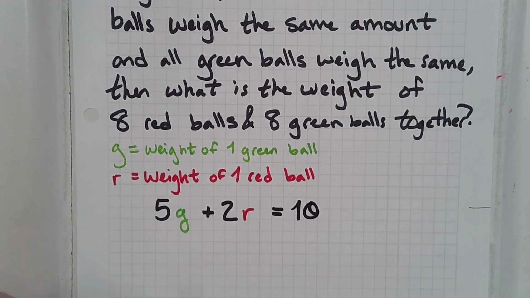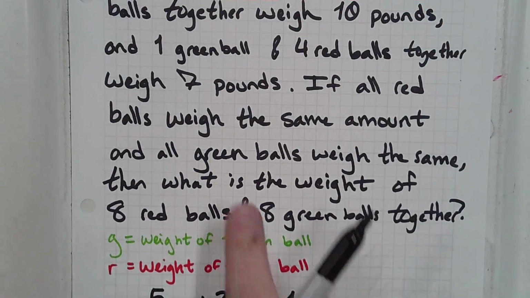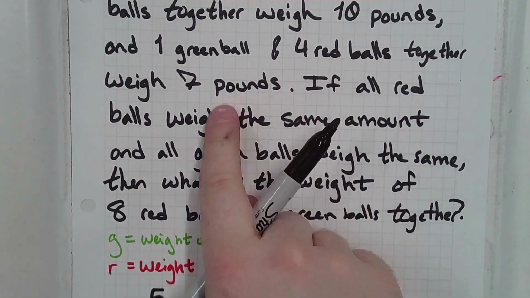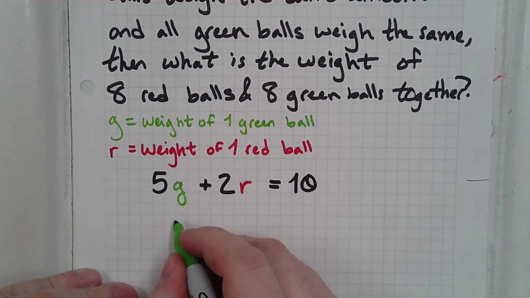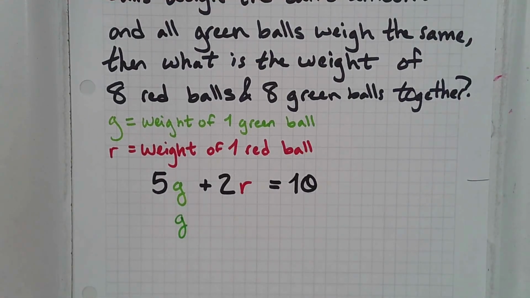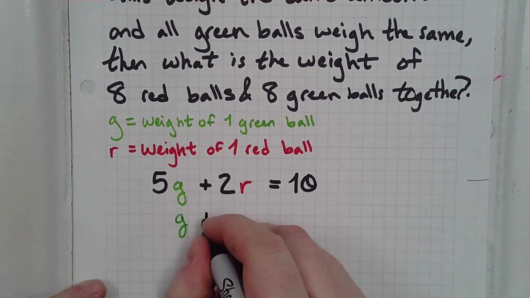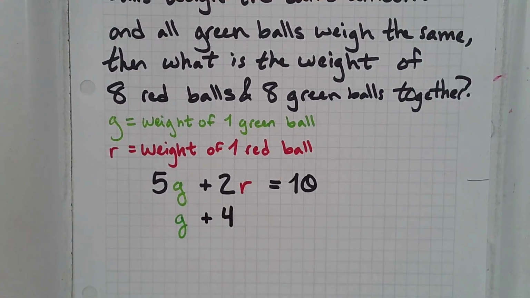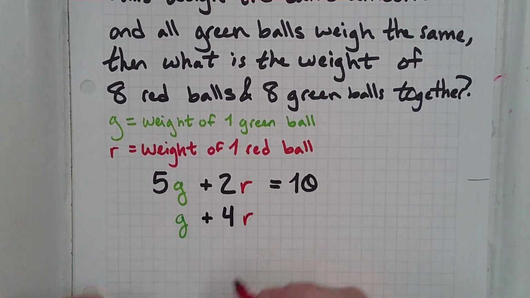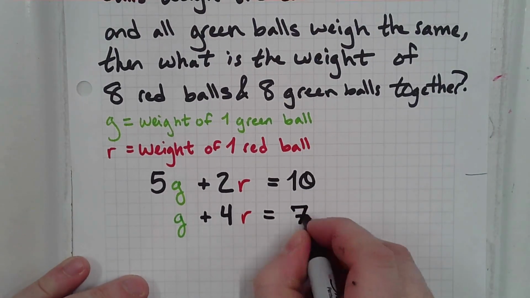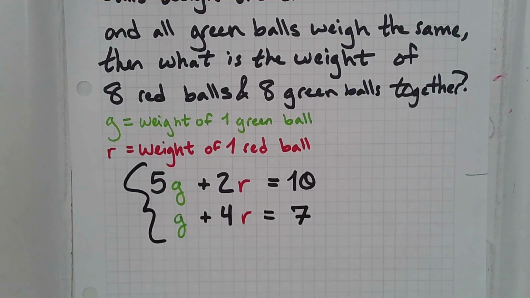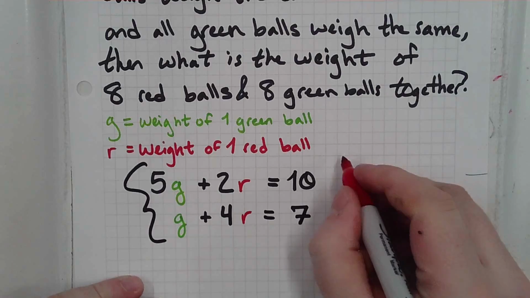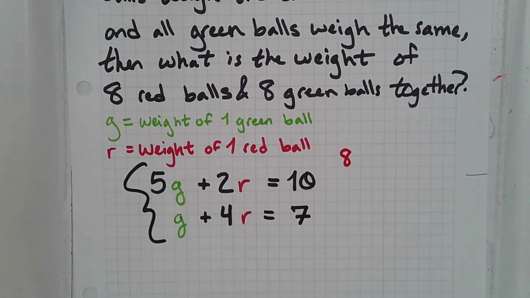That makes sense. They also tell us that 1 green ball and 4 red balls weigh 7 pounds together. So 1 green ball, so just G, right? Or 1G if you want. And 4 red balls gets you 7 pounds. So the question is, 8 red and 8 green. How much will that weigh?